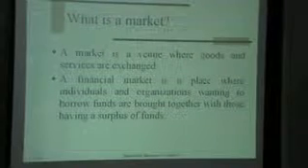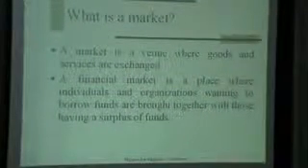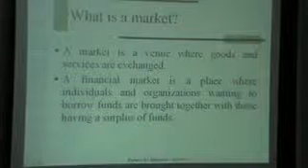Now, a market is a place where the buyers and suppliers are brought together. When we talk about a financial market, it is a place where individuals and organizations wanting to borrow funds are brought together with those having a surplus of funds. So a financial market is a place where those having surplus funds are brought in contact with those who are in need of funds.